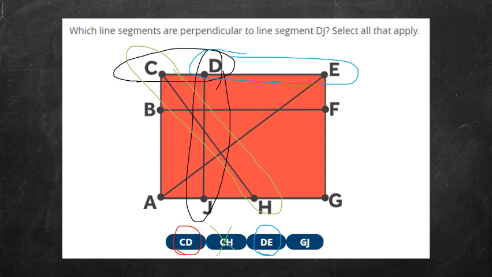GJ, line segment GJ. Well, where is line segment GJ? Well, here's G and there's J. And just like line segment CD and line segment DE, line segment GJ also forms a perpendicular angle with line segment DJ. So GJ is the correct answer. So all the answers for this question would be line segment CD, line segment DE, and line segment GJ.